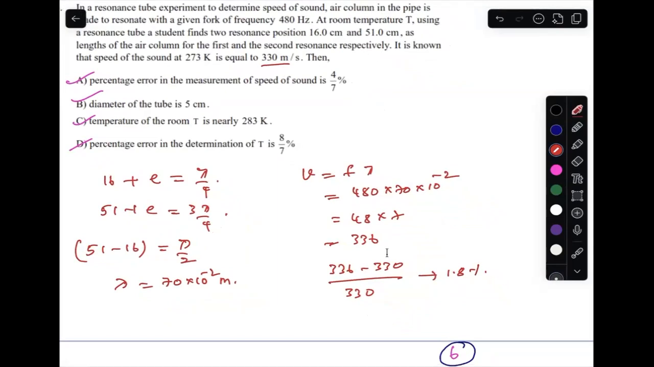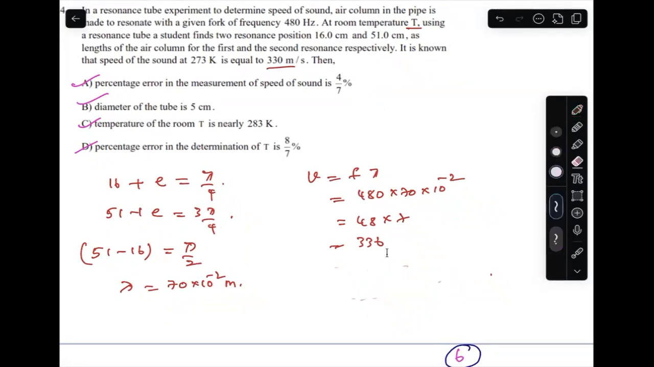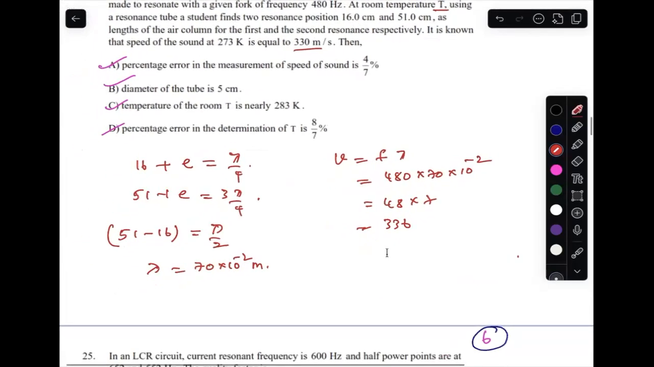Then you said 330 meter per second. It did not mention that the temperature is 273, so this is the wrong method. The temperature where we perform the experiment is not mentioned as 273. This is what we got as 336. Right, thank you. Next. Okay, fine. One minute. Hold on. This is the temperature T.